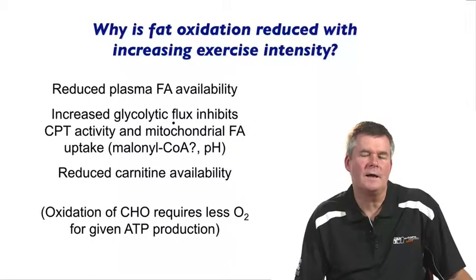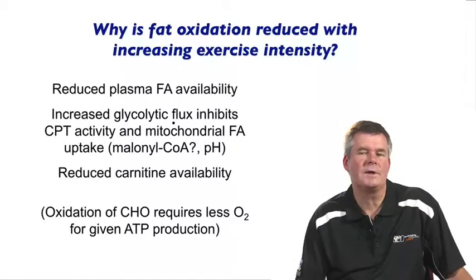And for the reasons that I outlined, carnitine acts as a buffer of acetyl-CoA derived from carbohydrate. As you increase the exercise intensity and increase the production of acetyl-CoA from carbohydrate, that can often reduce the availability of carnitine for fatty acid uptake. An interesting aspect of this, though, is that the oxidation of carbohydrate requires relatively less oxygen for a given amount of ATP production. So it makes good sense for the body to rely more on carbohydrate as you become closer to your maximal oxygen uptake.